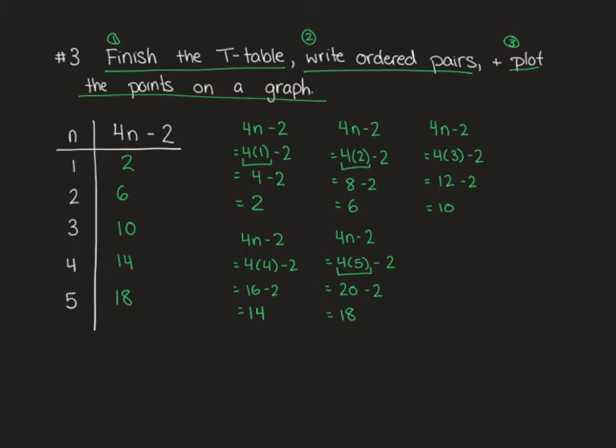Our next step is to write ordered pairs for our t-table. So we're just going to write them in first number, second number order. So I'm going to put these on the bottom here. So we'll have 1, 2, because we do our first number, then our second number. Our next ordered pair will be 2, 6, 3, 10, 4, 14, and 5, 18.